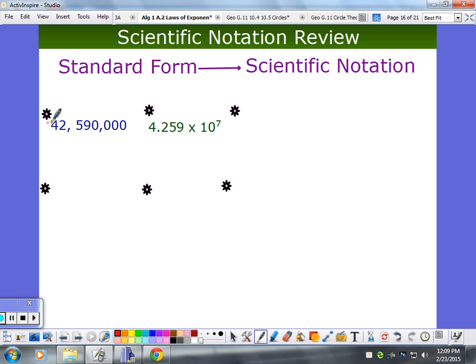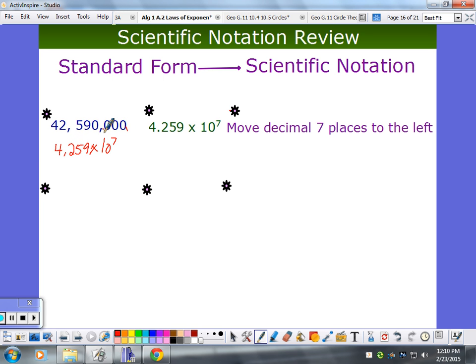Right? You move, you say, these are my numbers. And I'm always going to put the decimal there because I want it to be a number between 1 and 10. How many times now to get back here? Well, I have to go 1, 2, 3, 4, 5, 6, 7. I have to multiply by 10 7 times to get back there. So I'm moving the decimal 7 places to multiply.